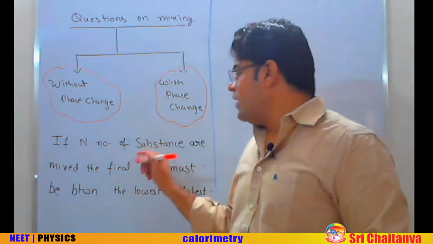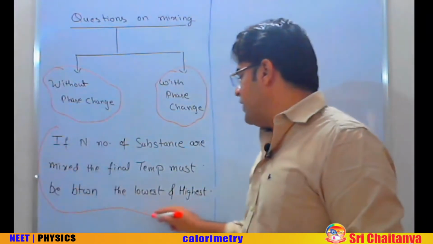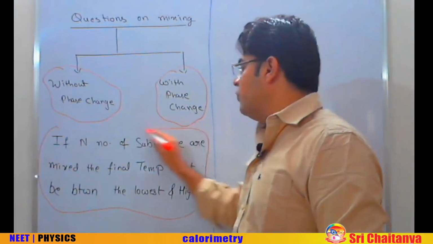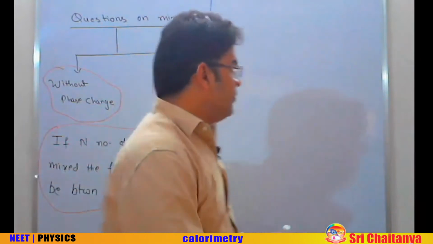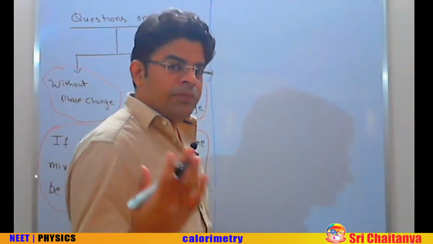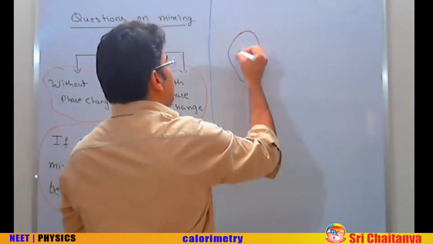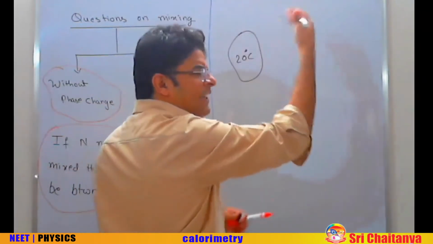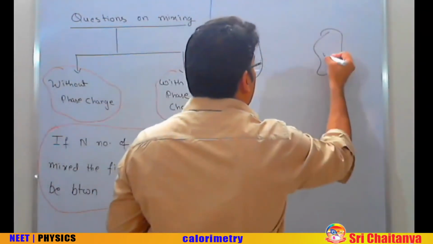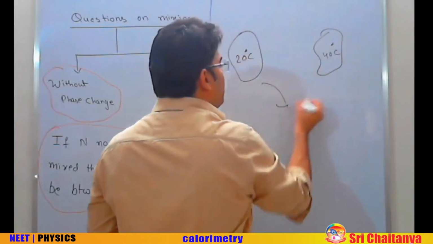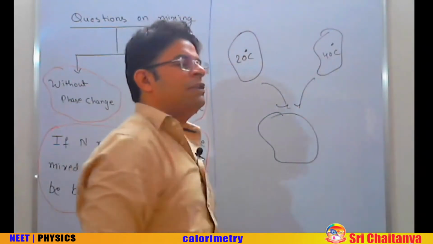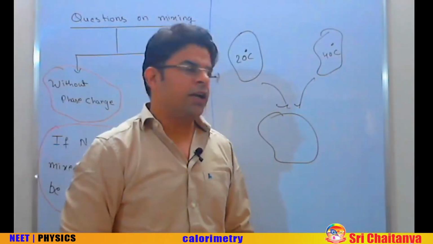If n number of substances are mixed, then the final temperature must be between the lowest and highest. For example, many a time a question comes in the test paper that water at 20 degrees centigrade, some amount, 4 kg, 10 kg, any amount, is mixed with water at 40 degrees centigrade. What is the final temperature? And I find some students giving the answer as 60 degrees centigrade, 70 degrees centigrade, 80 degrees, 82 degrees.